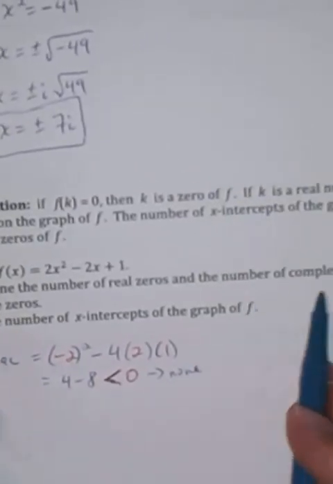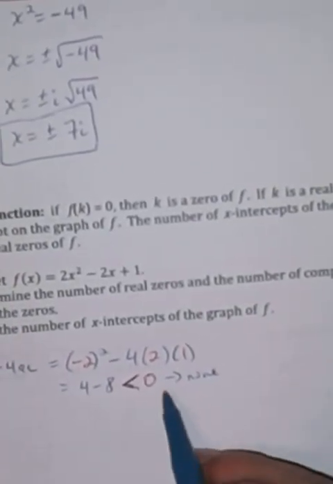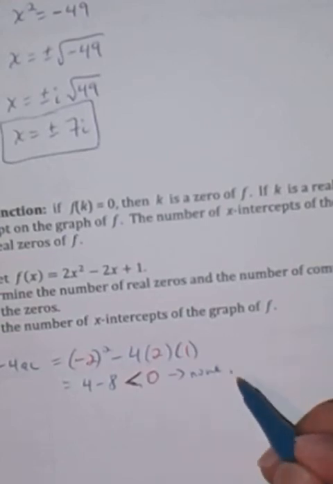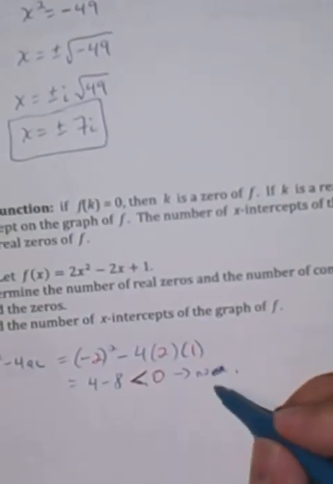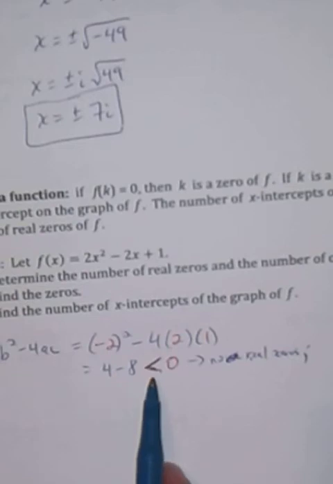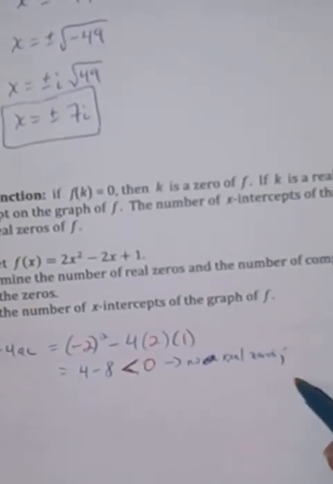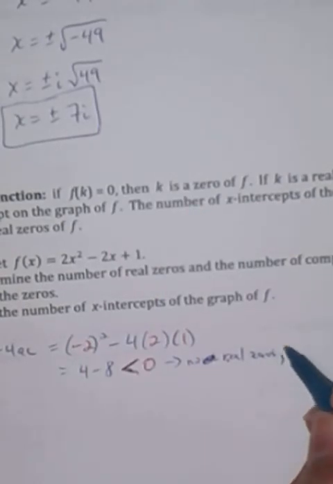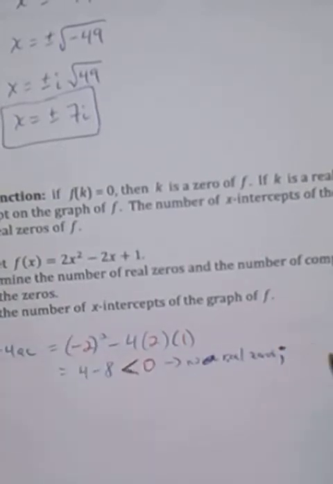So how can I tell the number of complex zeros? Well, if there are no real zeros, because the discriminant is less than 0, then we know that we're going to get 2 zeros, but they're going to be complex or imaginary. Complex just includes the i part. So 2 complex zeros.